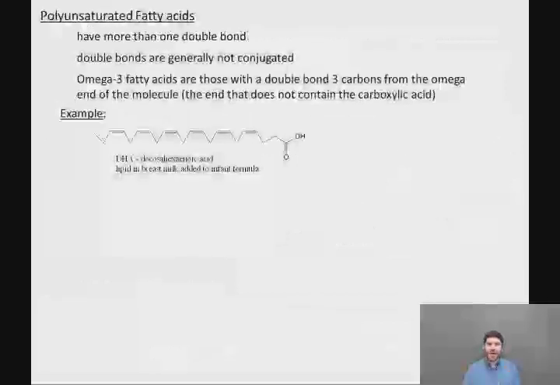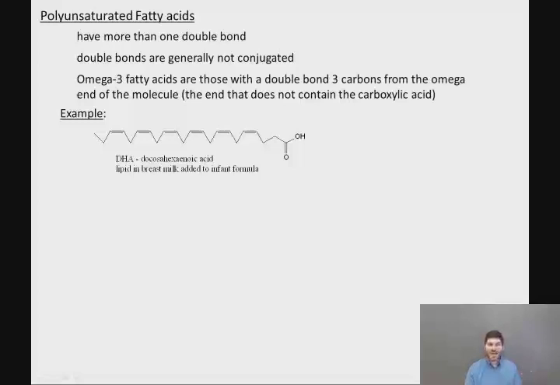So now moving on to polyunsaturated fatty acids. These, as I've said, have more than one double bond. And what you need to know about them is that the double bonds are actually generally not conjugated. And you may have also heard of the term omega-3 fatty acids. Those are simply fatty acids with a double bond, 3 carbons from the omega end of the molecule, whereas the omega end is the end that does not contain the carboxylic acid.